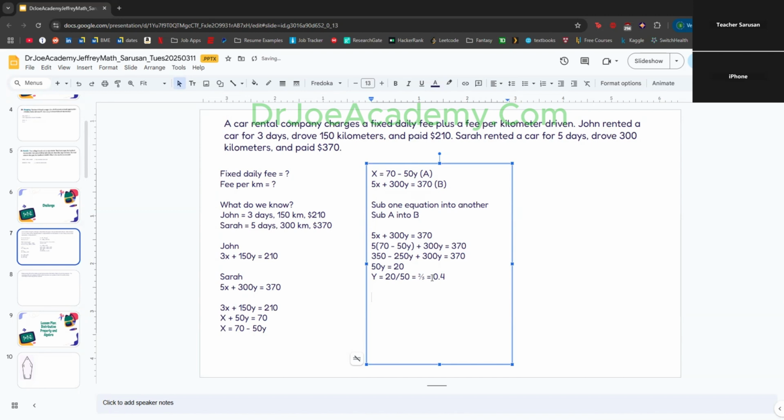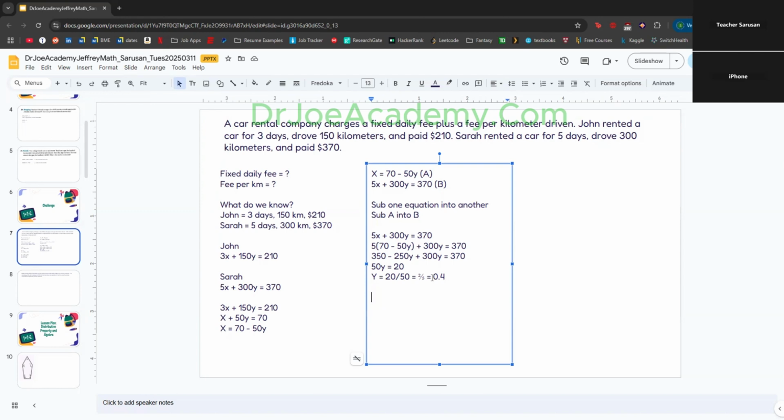Now let's do the next value. So we have y, we need to find x. How do we use y to find x? Okay, I'm back. So I was just saying we have the y value now. Now we need to find the x value using y. So how do we do that?